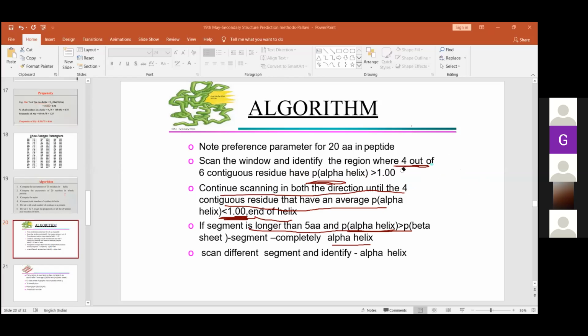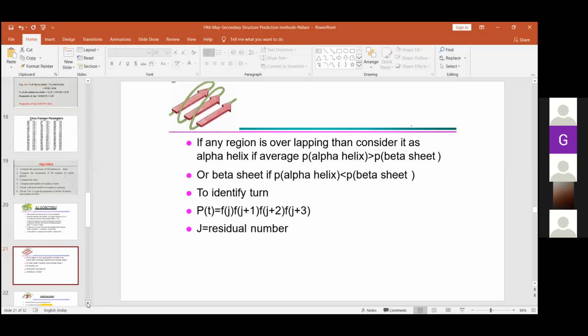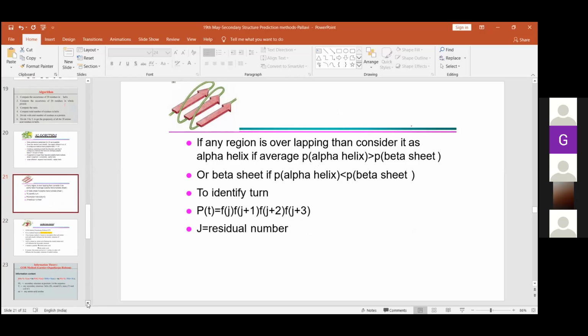And similarly, at the positions when we see that the tendency to form turn is greater than alpha helix and beta sheet, that position is called a turn region. Here you are taking 4 residues, scoring of 4. So if I have said that J is my residue number, I will take the next 3 residues, J plus 1, J plus 2, J plus 3, and find out their propensity values. So if the probability to be in turn is greater than alpha helix and beta sheet, then only you go for the turn. Otherwise, mainly the structures that you score are alpha helical structures and beta sheets.